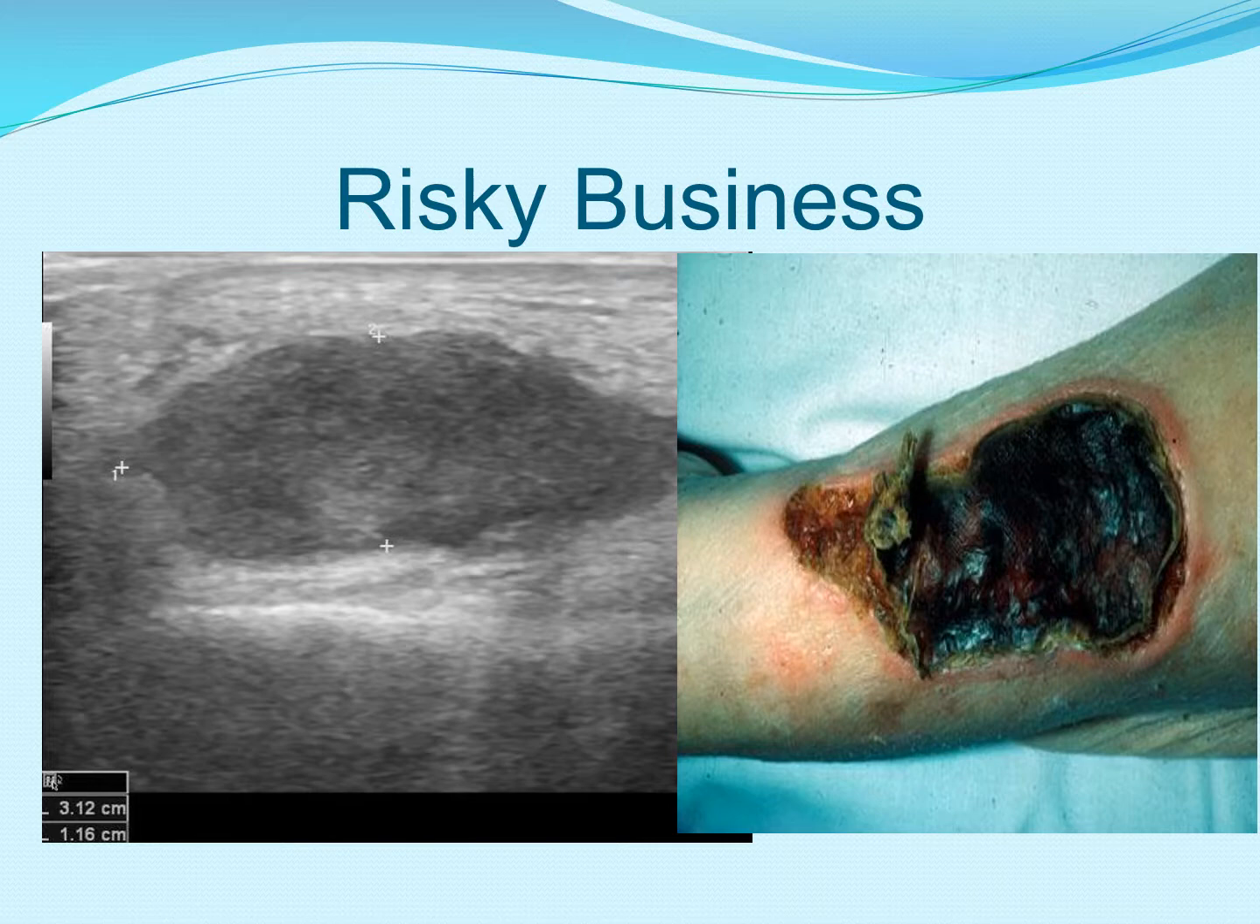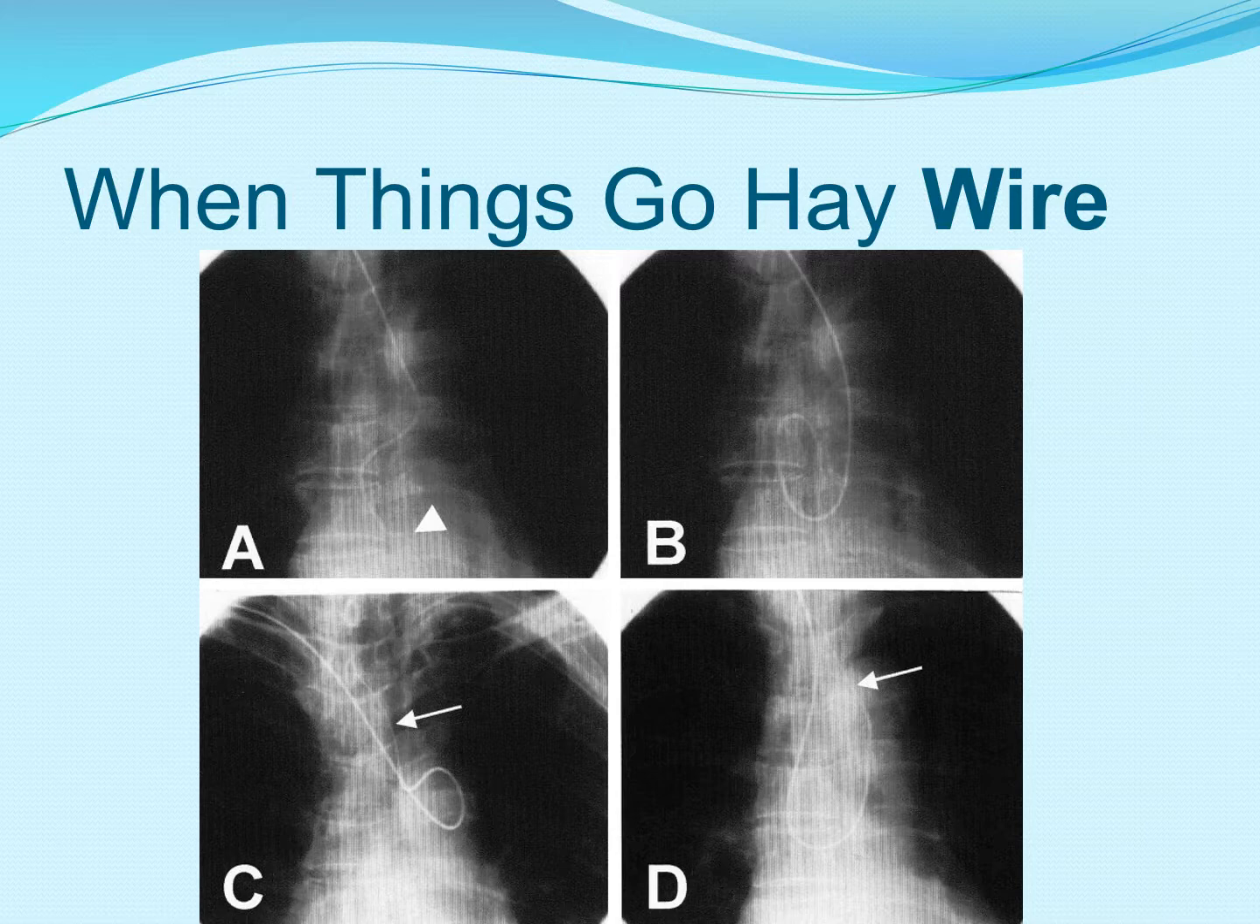This is an example of a patient who had a PICC line in an artery and it developed a large pseudoaneurysm which led to a hematoma. Yes, things can go haywire.